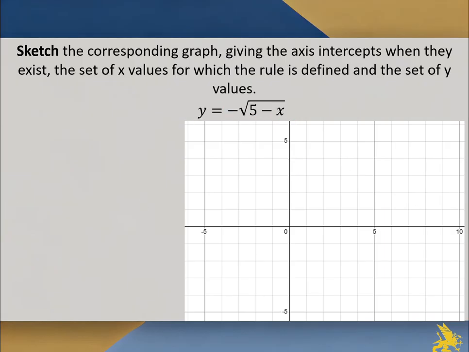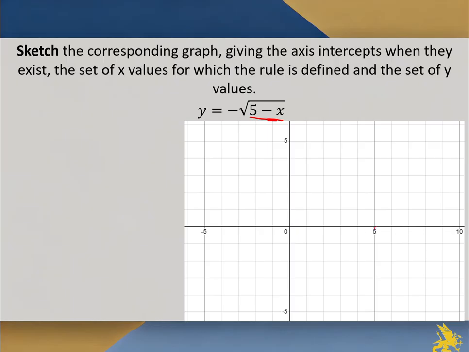Let's look at one more question. So we've got y is equal to negative the square root of 5 minus x. The first thing I'm going to do is look for the turning point. I'll look at this part here, the two colors. I've got 5 take away x. So what does x need to be to make my square root 0? In this case here, it needs to be 5.